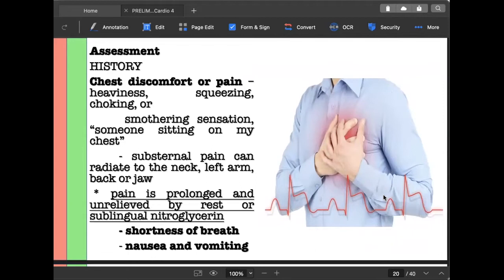Substernal pain can radiate to the neck, left arm, back, or jaw. Now, pain is prolonged and unrelieved by rest or sublingual nitroglycerin. In comparison to your angina, angina is actually relieved by rest and your nitroglycerin. But in your myocardial infarction, they cannot be relieved by these palliative factors. Okay, and there will be SOB, shortness of breath, nausea, as well as vomiting.